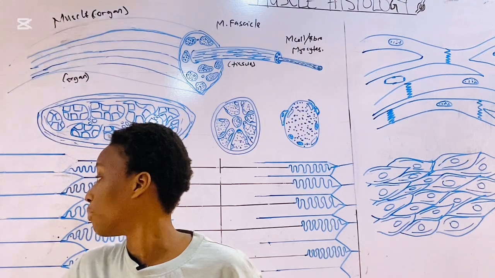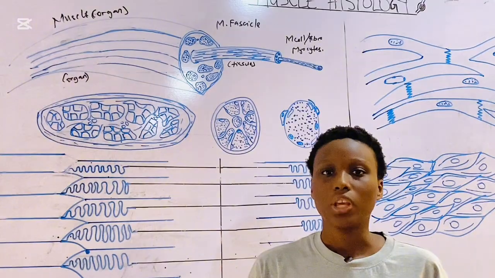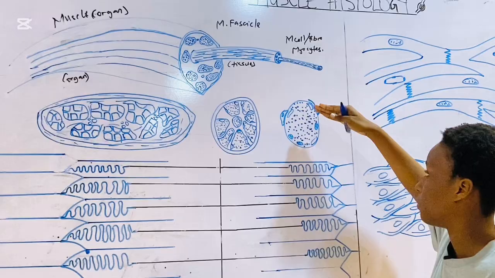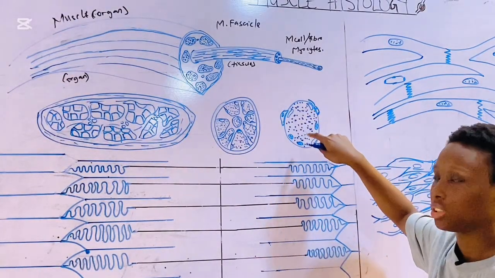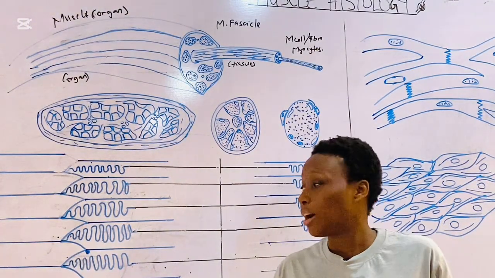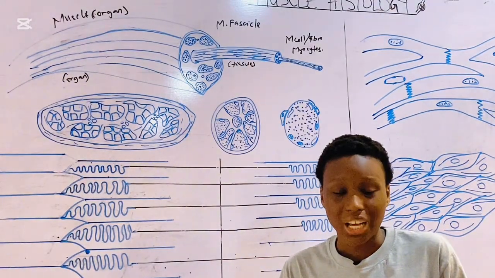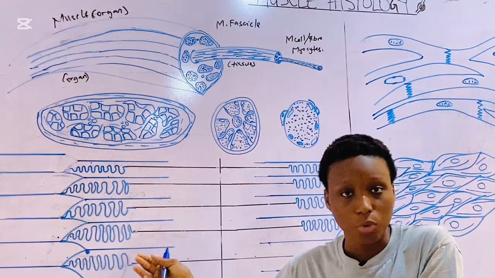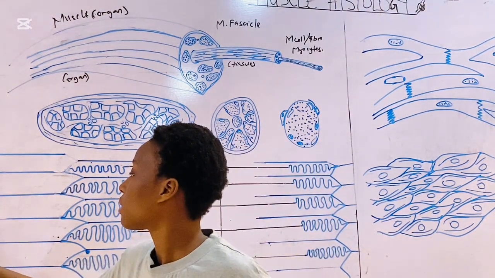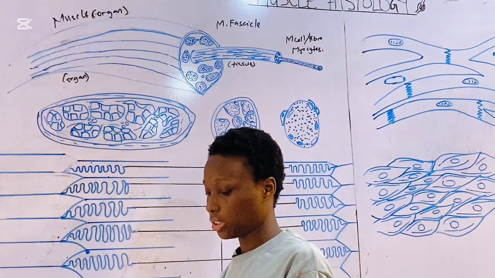No intercalated discs. And for nuclei, we said peripherally located. Peripherally located means that it is located around. This is the center of our muscle fiber. We cannot see any nucleus in the center, but we can see nuclei around. Peripherally located means the nuclei are around the outer part of the cell, that is, close to the plasma membrane of the cell. So peripherally located, and it is multi-nucleated.